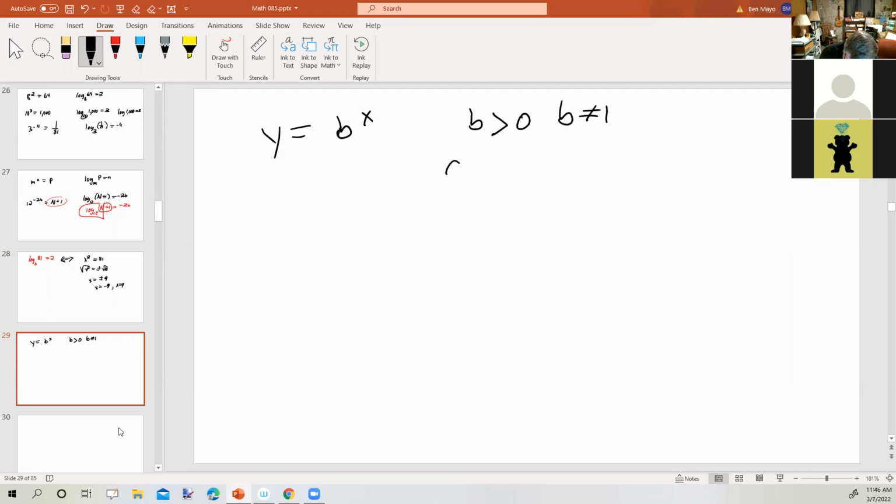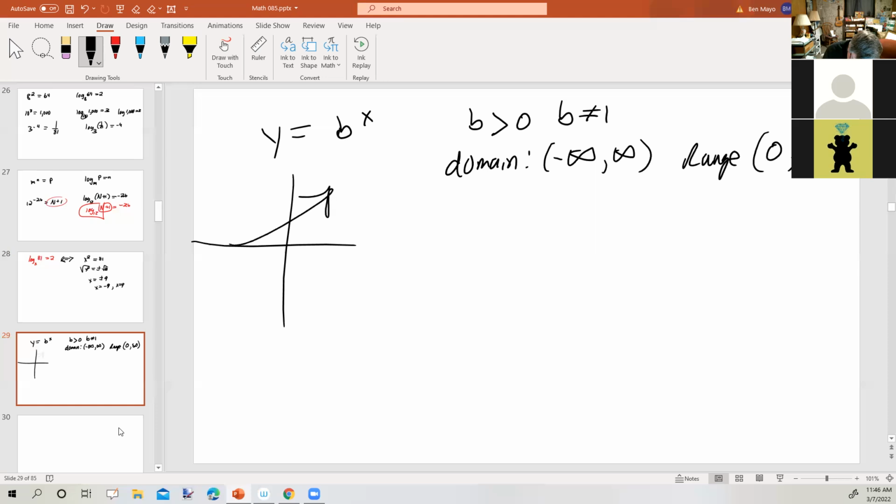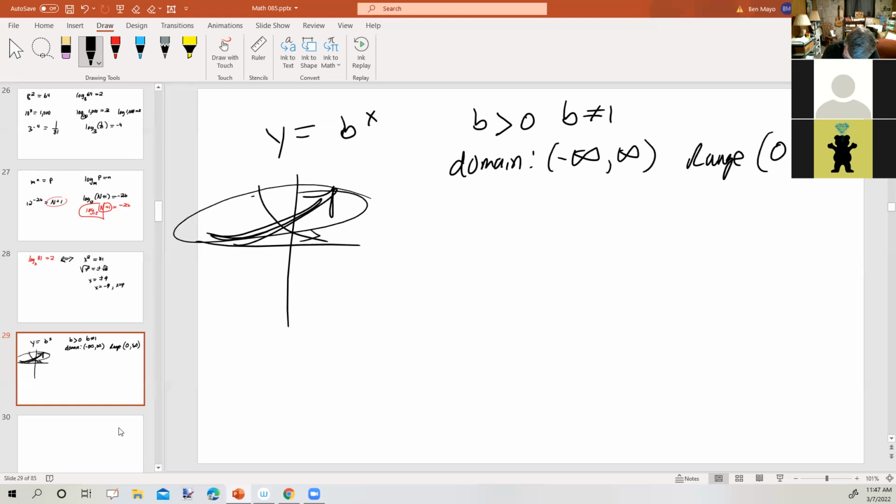And then we said what the domain, that is x, could be: anything from negative infinity to positive infinity. But the range was going to be greater than 0. Remember, if we graph this thing, it's going to look like that, or it's going to look like that. So your domain is all real numbers, but your range is greater than 0, but not equal to. Okay, do you remember all that?